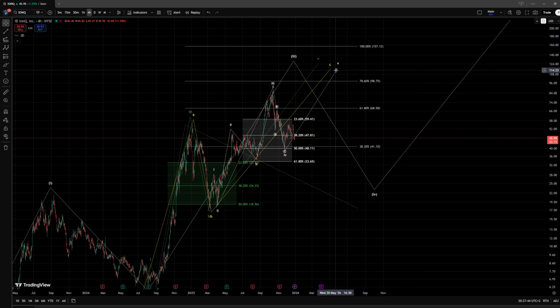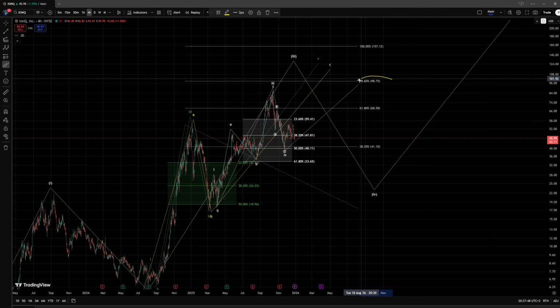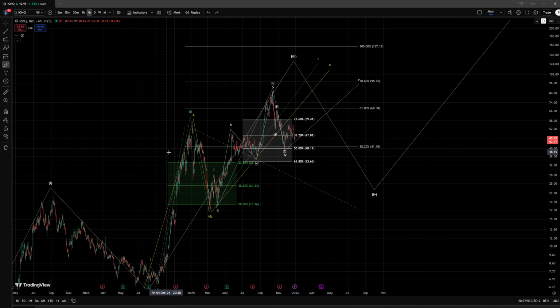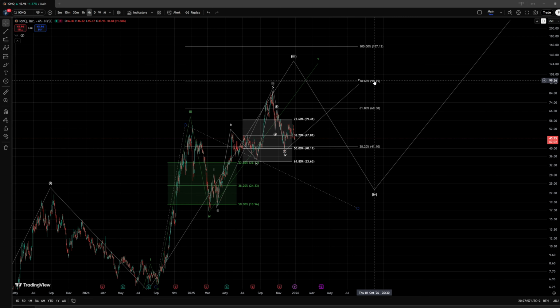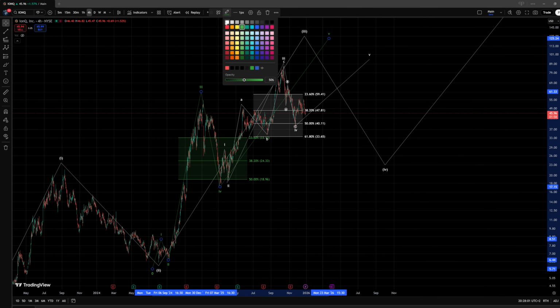Realistically, within this wave 5, we may get to something like the 78.6% extension, the $99 level, or around that area anyway, and it would be perfectly fine. We don't need to form such a large structure within this wave 5. And then we can actually go ahead and focus only on the idea of an impulse for now.